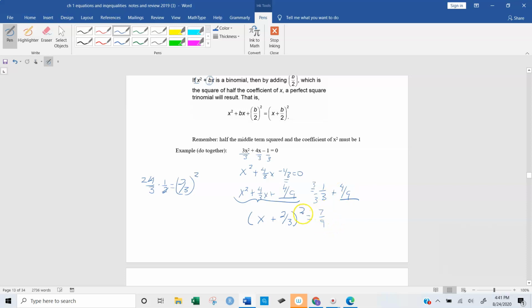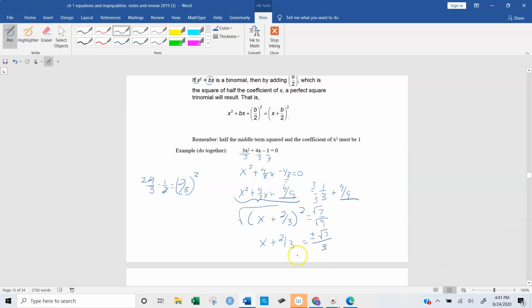Now we're going to use that square root property to solve this. So I take the square root of this side, and I take the square root of the numerator and the denominator individually. So that leaves me x plus 2/3 equals, don't forget your plus or minus, the square root of 7, and then the 9 is just 3. Right here, these two better match. If they don't, you've done something wrong.